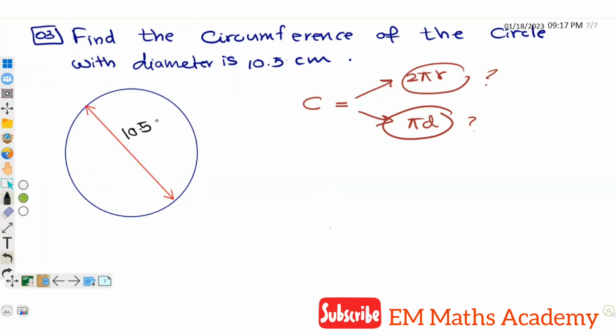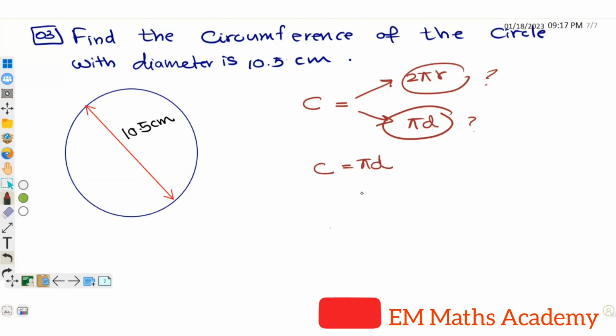(10.5 centimeters). Okay. Then Naditi, tell me what is the formula that we have to use to find the circumference of this circle? Pi D. Yes, it is. It should be pi D. That means the second equation. Okay.